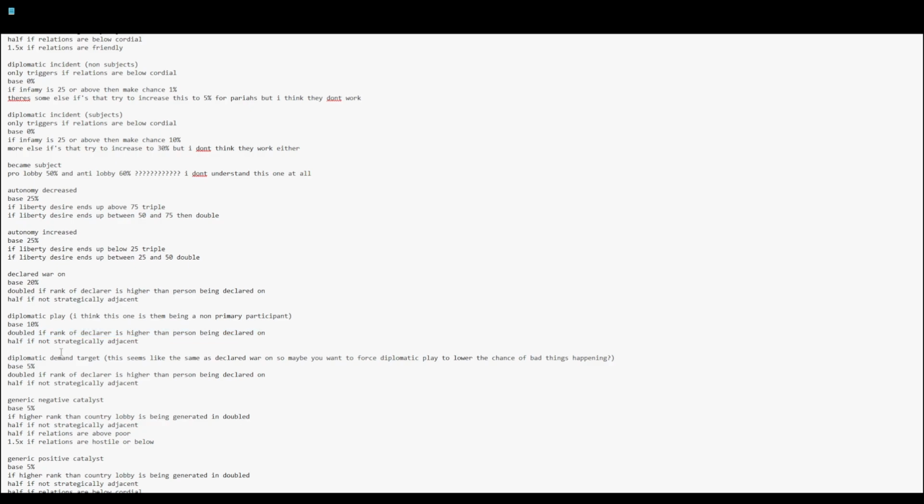Diplomatic demand target. This seems the same as declared war on, so maybe you want to force a diplomatic play to lower the chance of bad things happening. I'm not really sure. Base of 5% chance. Double if rank of declarer is higher than person being declared on. Half if not strategically adjacent.